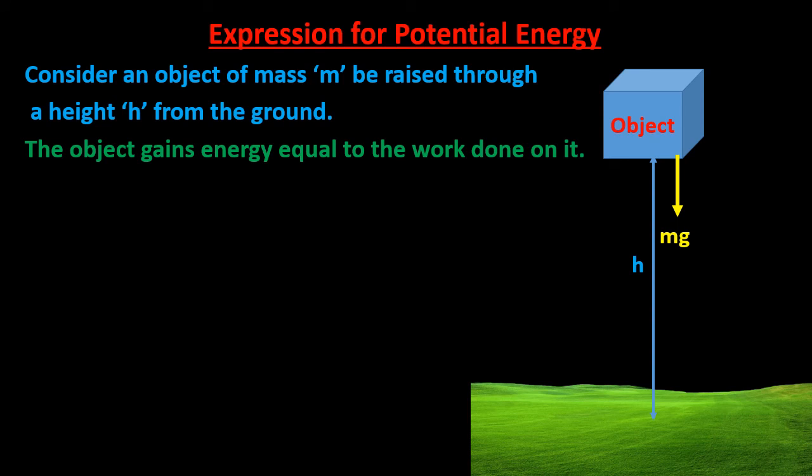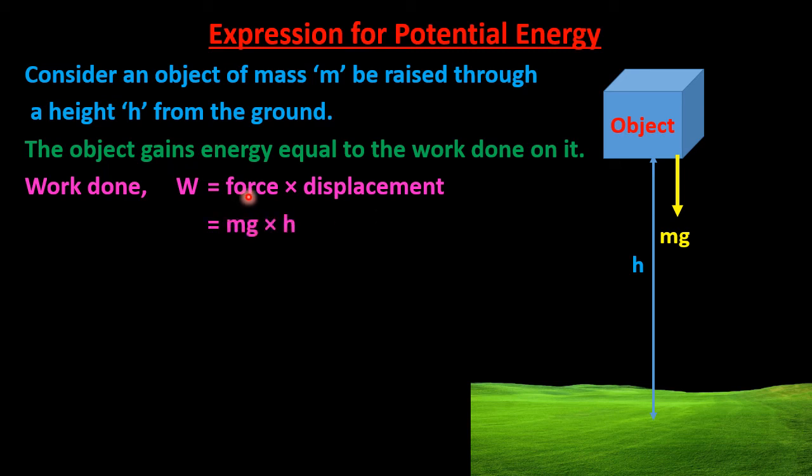The object gains energy equal to the work done on it. The work done is given by the expression force into displacement. Here the force, as I have already told you, is the weight of the object, which is mass into gravitational acceleration. The displacement is the height h through which the object has been displaced from the ground. So altogether we get the expression for work done as mgh: mass into gravitational acceleration into height.